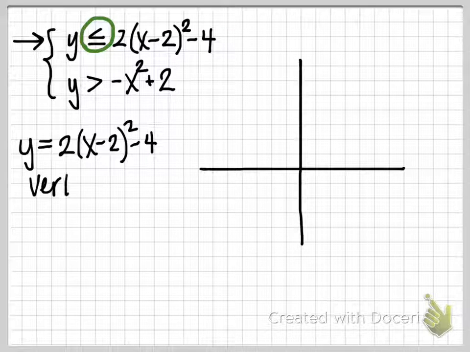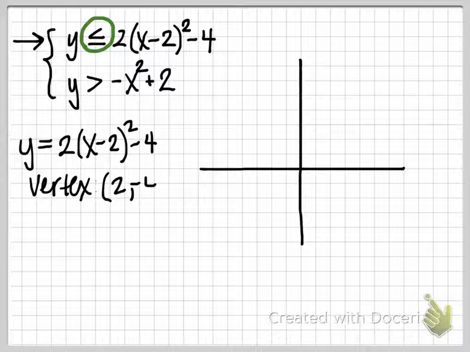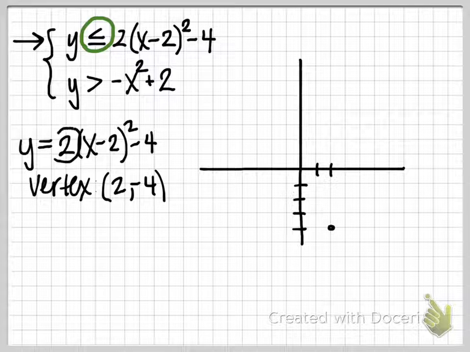It's helpful to notice that this parabola is in vertex form, so we can identify the vertex. We see that it's been shifted to the right 2 and then down 4. So my vertex is going to be at 2, negative 4. Then also helpful to remember that this parabola opens up because of the positive leading coefficient. And because the leading coefficient is a 2, we recognize that there's a vertical stretch.